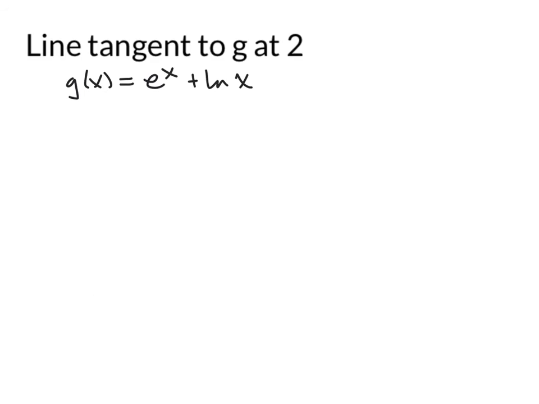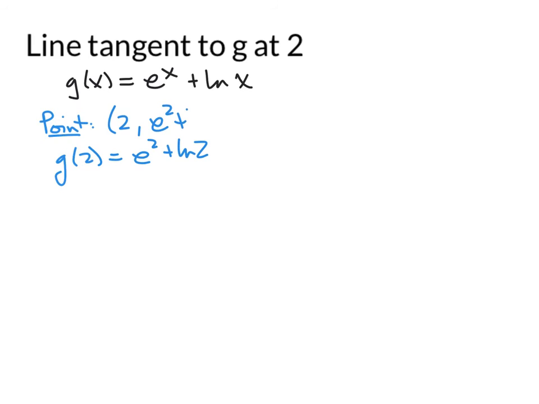And if we want to find the line tangent to g at 2, remember we need two things. We need to have a point. The x-coordinate is going to be 2. We need to find the y-coordinate. So we just plug in 2. That'd be e to the 2 plus the natural log of 2, which is a number. That's the exact value of our number. We could go to the calculator if we want and find a decimal approximation for it, or we could keep the exact value.